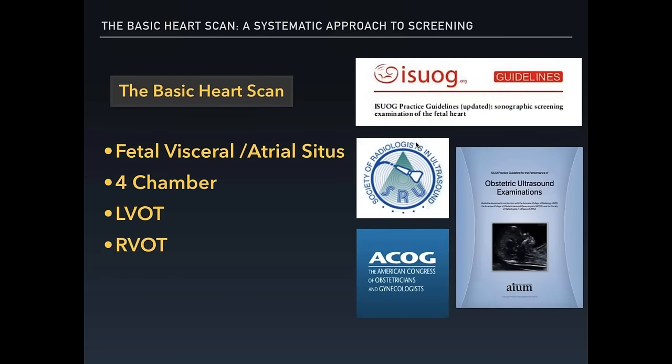In the past few years, these governing bodies have taken major steps to improve the effectiveness of screening and detection of congenital heart disease. There are clear guidelines to include views such as the fetal situs, the four-chamber view, the left ventricular outflow tract view, the RVOT, and also the infamous three-vessel view and three-vessel trachea view as part of the comprehensive screening. We'll review each of these sweeps in detail.